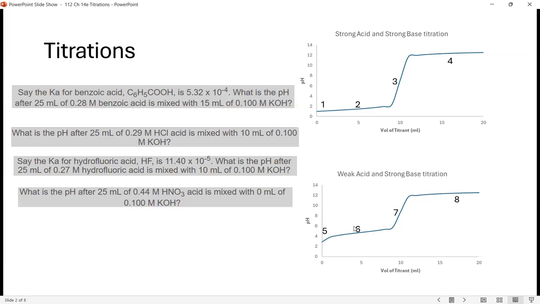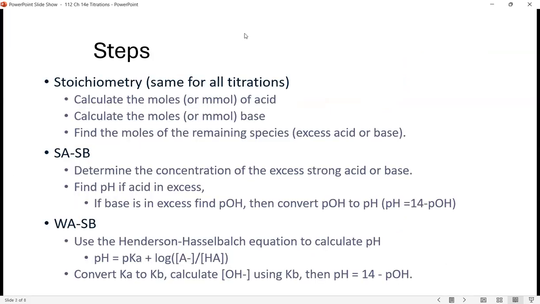Afterwards, after we start adding base, we have two things happening. We have the dilution because we're increasing the volume, and we have the neutralization because we're adding base. That's what makes these problems so difficult. Okay, so what are the steps?